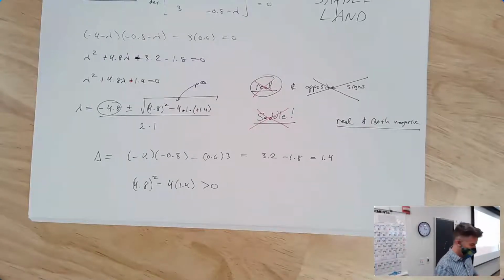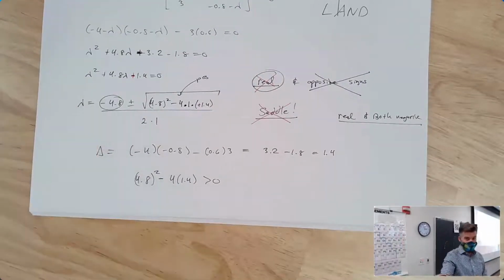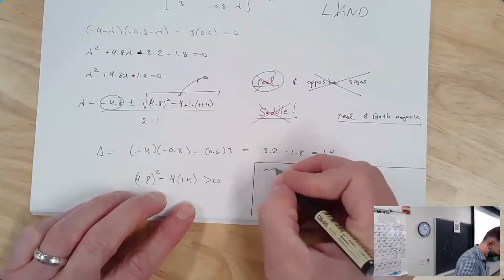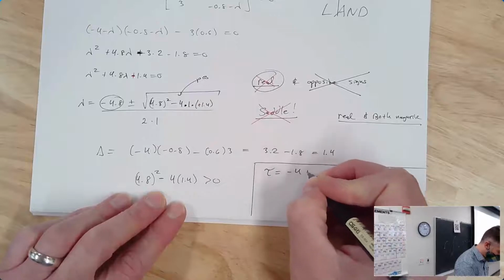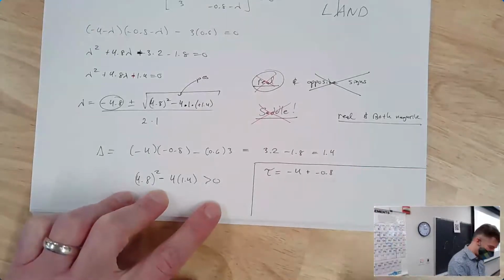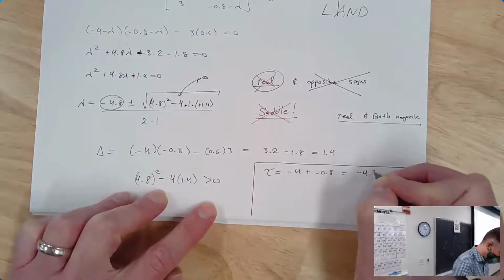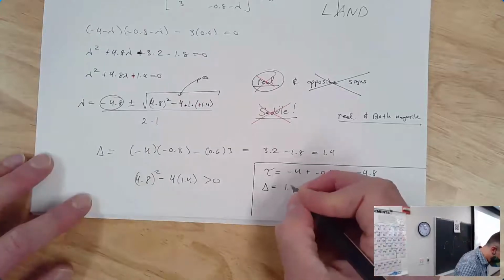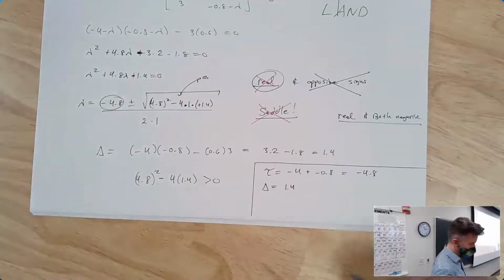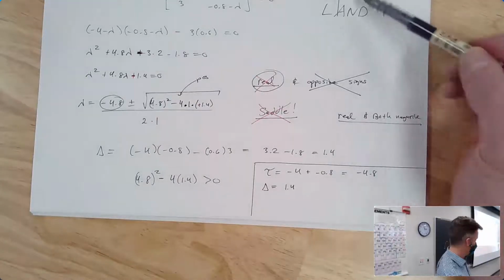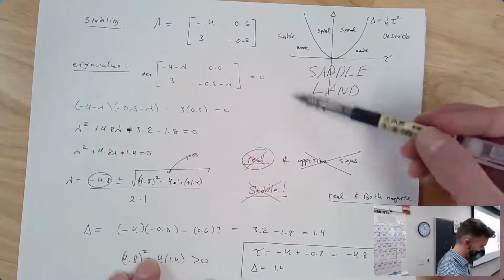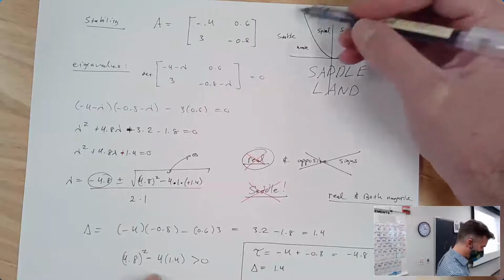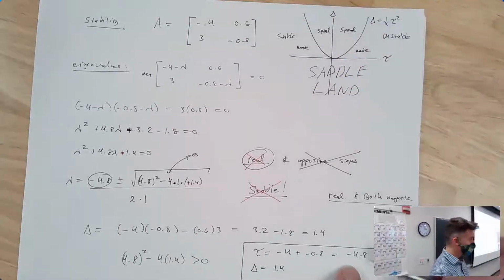How do we find T? Oh, sure. So I assume when you say T, you mean the trace. So in this matrix, the trace is -4 plus -0.8. It's the sum of the diagonal elements, which is -4.8. And the determinant is what we found correctly the second time around, 1.4. And I will point out that we're not in saddle land because the determinant's positive.